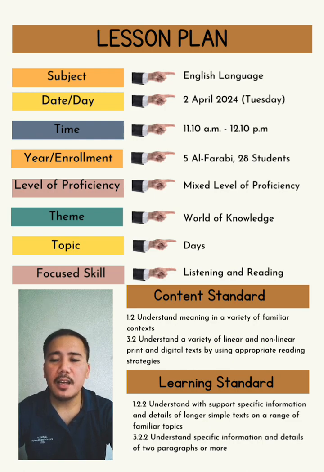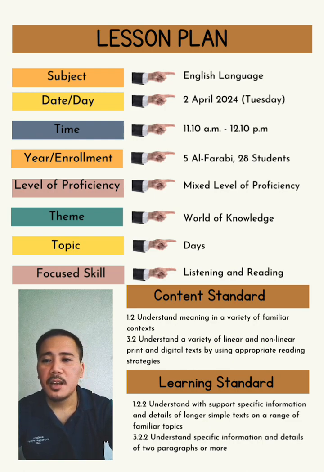As for the content standard, it is to understand meaning in a variety of familiar contexts and understand a variety of linear and nonlinear print and digital texts by using appropriate reading strategies. And then for the learning standard, it is to understand with support specific information and details of longer, simple text on a range of familiar topics. And the second one is to understand specific information and details of 2 paragraphs or more.